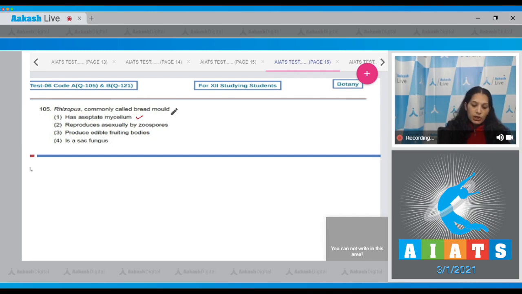Second, reproduces asexually by zoospores. No, by sporangiospores. Next one, produces edible fruiting bodies. Fruiting body formation is absent in the Rhizopus. Is a sac fungus? No. It's a member of phycomycetes. Sac fungus is ascomycetes. So the correct option for the given question is option number 1. Let's move to the next question.